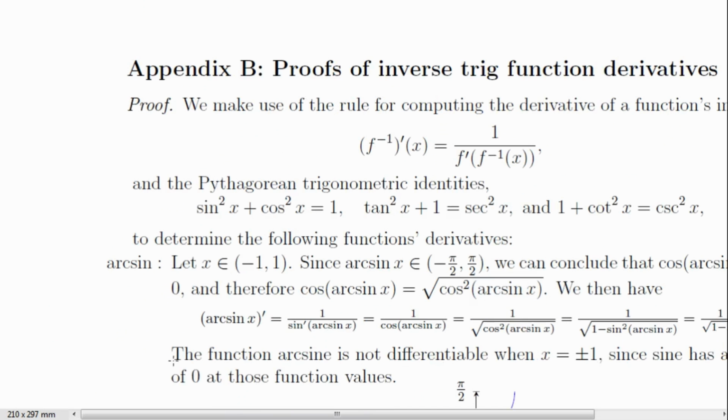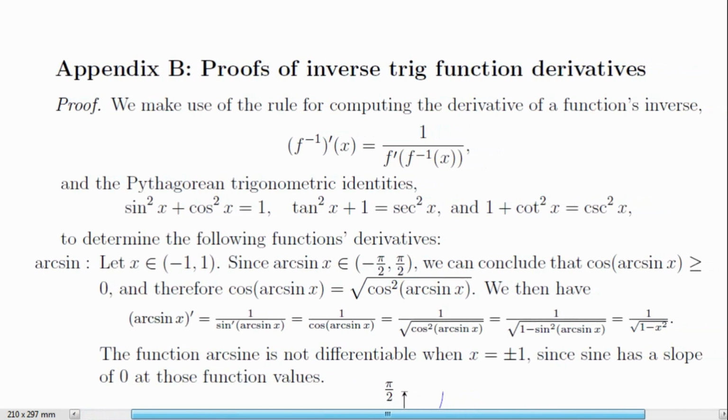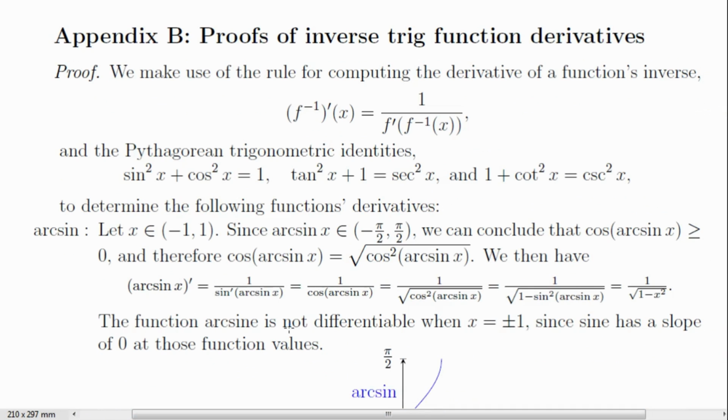What we will be needing for each of these proofs is the following rule for computing the derivative of a function's inverse. If I have a function f with an inverse f to the negative 1 and a derivative f prime, then I can compute f to the negative 1 prime. That is, I can compute the derivative of the inverse function.